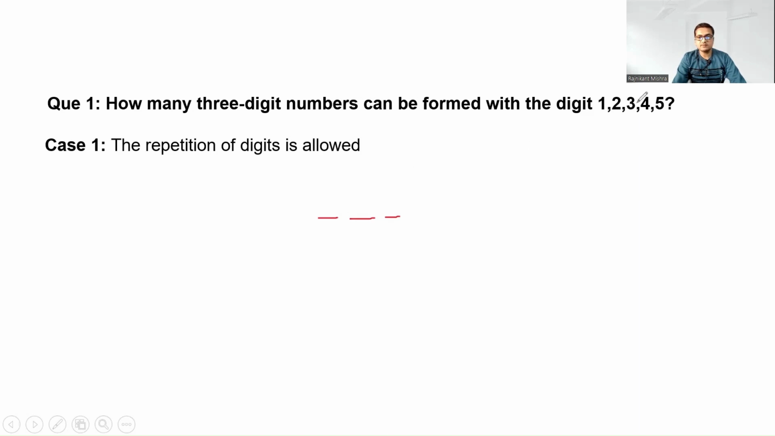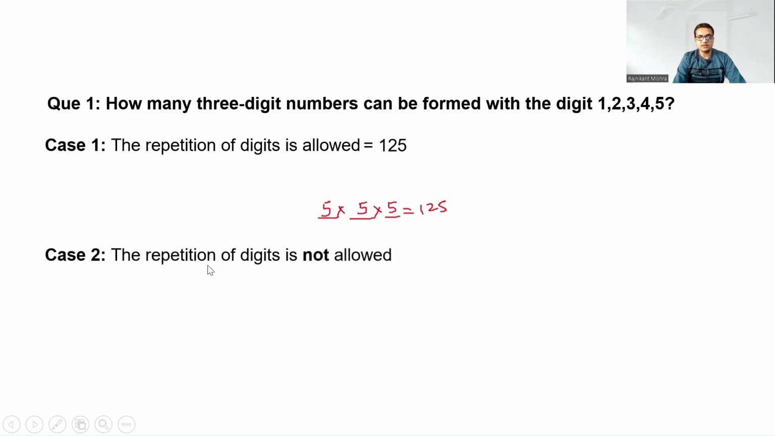For the hundreds place, we have 5 choices: 1, 2, 3, 4 and 5. For tens place, again we have 5 choices because repetition is allowed. And for unit place, again we have 5 choices: 1, 2, 3, 4 and 5. Now multiply these numbers. 5 into 5 into 5 is equal to 125. It means the total number of arrangements is 125.